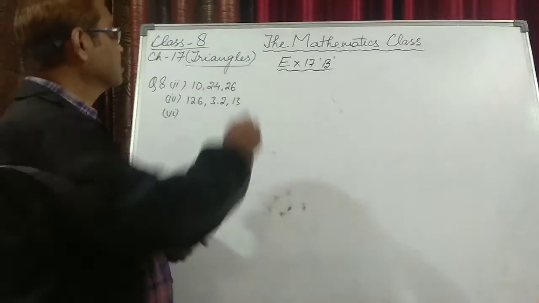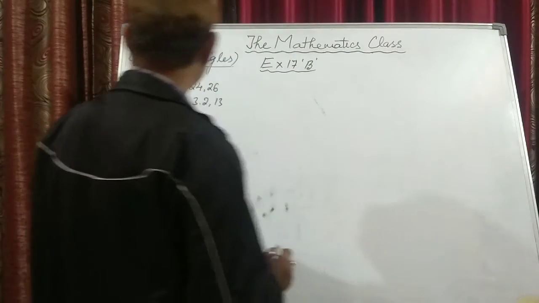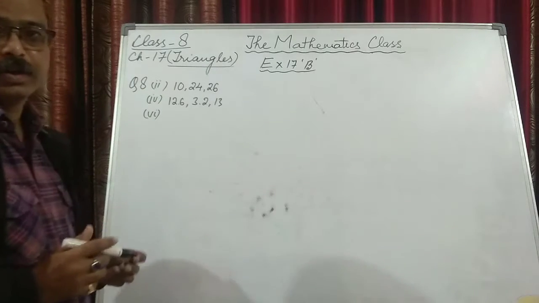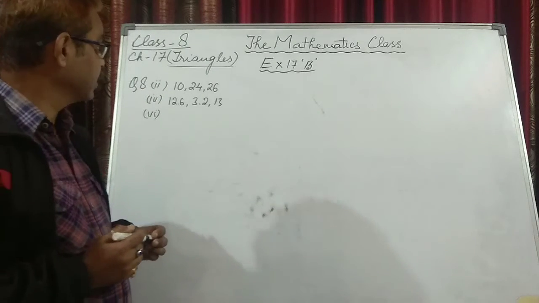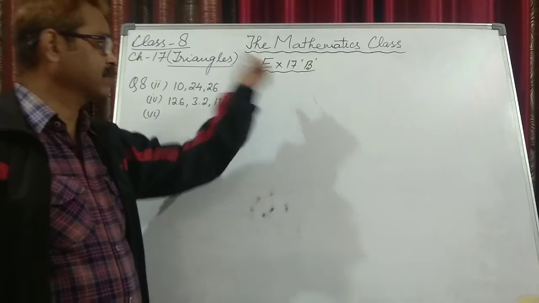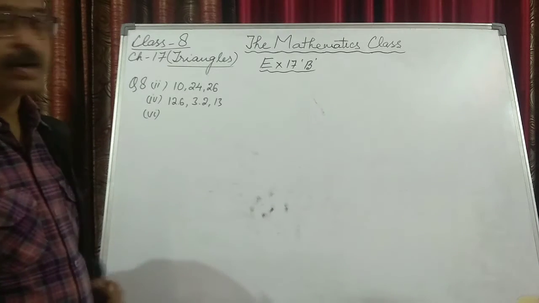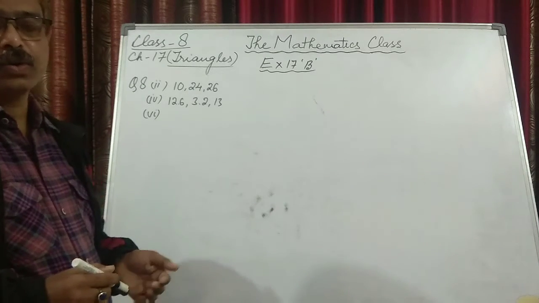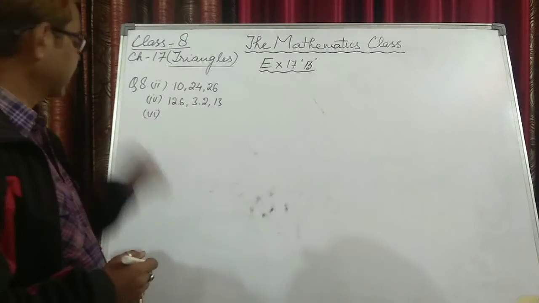Hello and welcome to the mathematics class. This class is for class 8 and we were doing chapter 17, that is triangles. We were doing exercise 17b. In this we have done up to question number 6. So now we are moving on to question number 8.